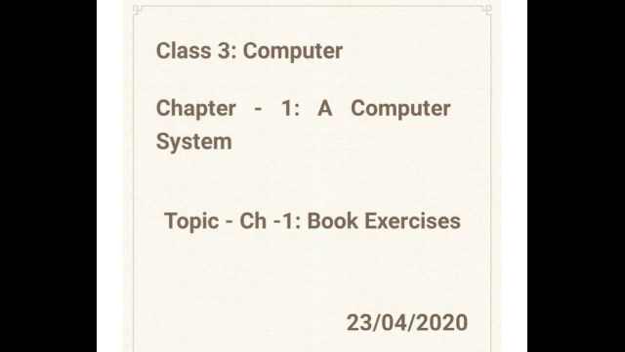Now we have completed Chapter 1, A Computer System. So let's have a quick recap in this class and do some book exercises. In this chapter, we learned what is a computer system. Yes, it is an electronic machine that helps almost everyone in every workplace in doing different tasks in an easy and quicker way.